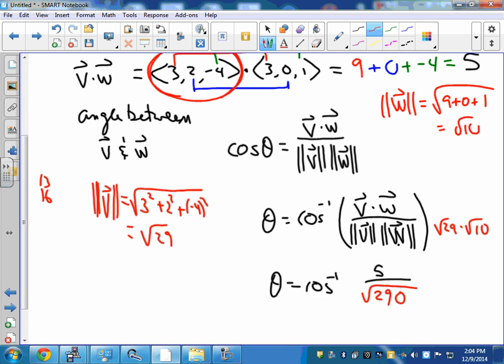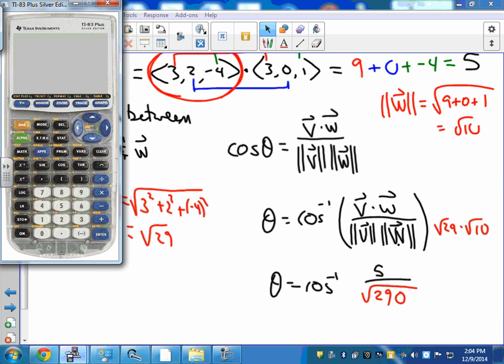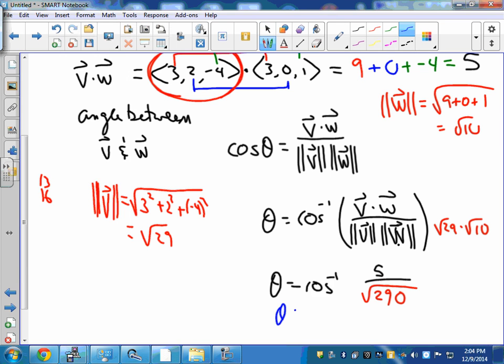Okay. So now you want to get the angle? Just dump it in your calculator. So cosine inverse 5 divided by square root of 290. Okay, so 72 degrees, thereabouts. And you can get it to the nearest thousandth, nearest 10,000th, nearest 100 millionth, however many decimal places your calculator gives you. Questions on dot products and cross products?